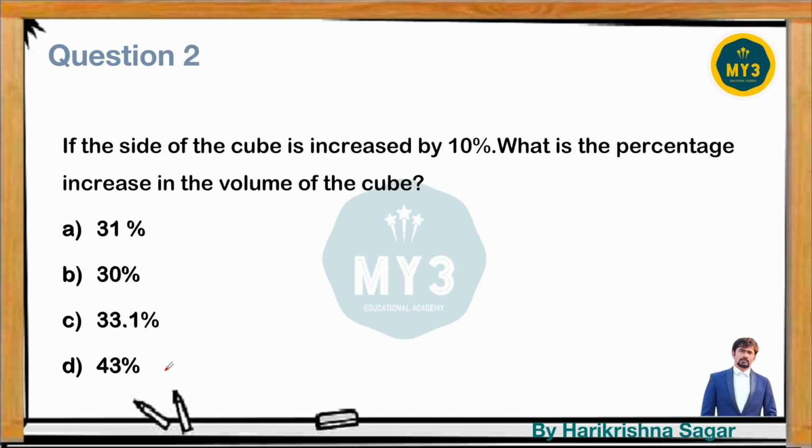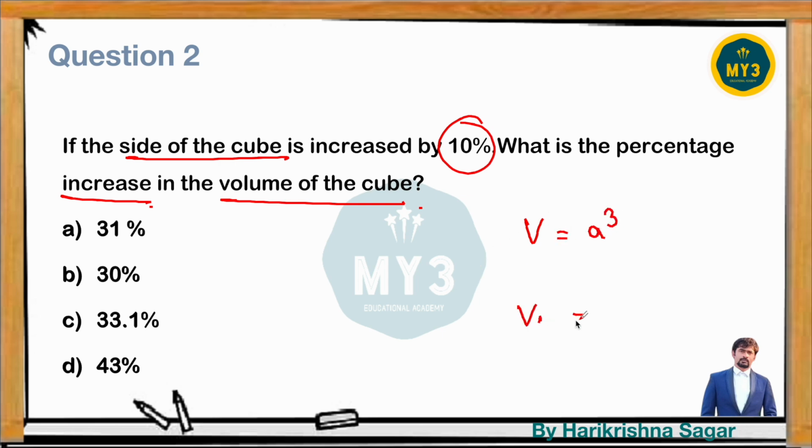Let's take one more question. If the side length of a cube is increased by 10%, then what is the percentage increase in the volume of a cube? See, you can observe the volume formula is a cube. So whether it is the initial volume or final value, the value will definitely be a cube number. So a cube, a dash cube. So it is definitely a cube number.